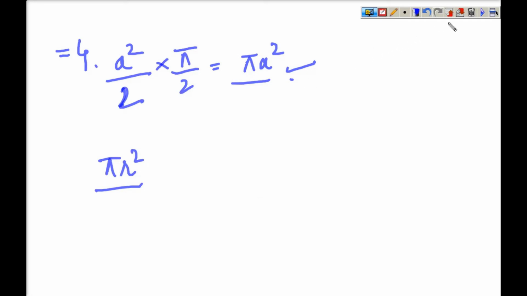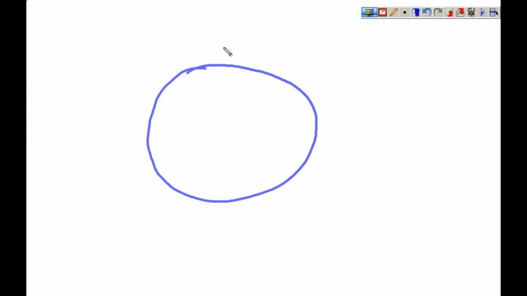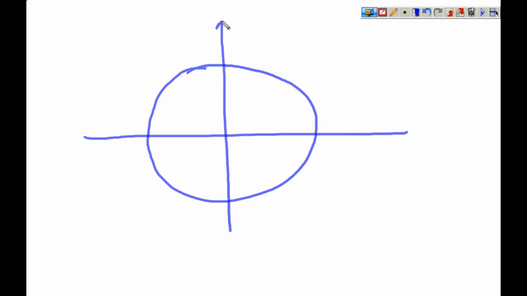Now let's try to solve another example. Here we have been given a circle. Let's say this is the circle, and I'll draw the axes, this is the y-axis and this is the x-axis, and also I have got a line which is a straight line.